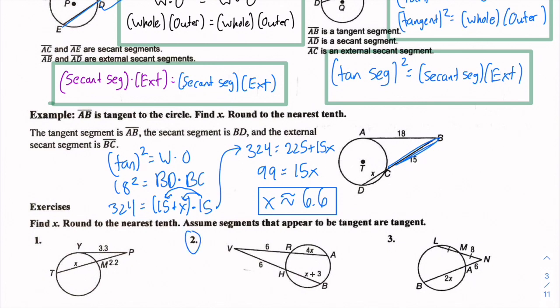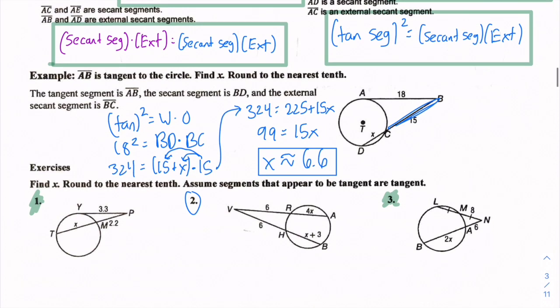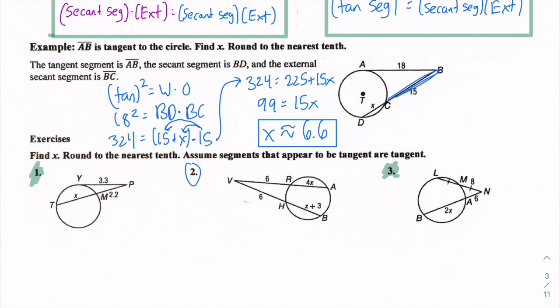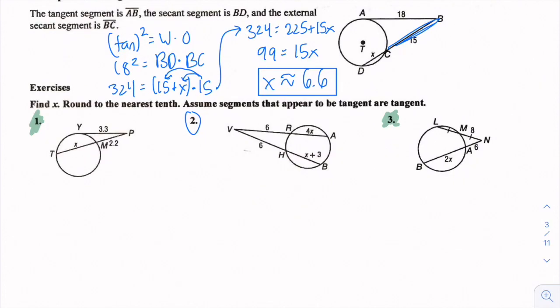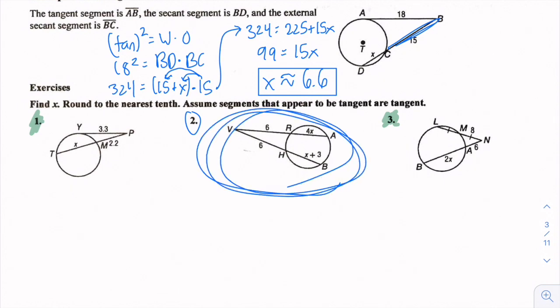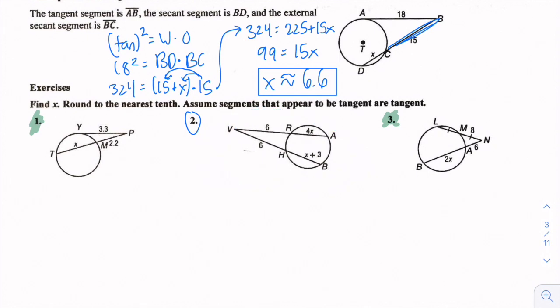I'm gonna do number 2, and then you guys will do 1 and 3 on your own. So let's do number 2 real quick. Find x, round to the nearest tenth. Assume segments that appear to be tangent are tangent. Okay, so let's break this down here. This is a secant segment. These are 2 secant segments. So our formula is whoa, whoa.